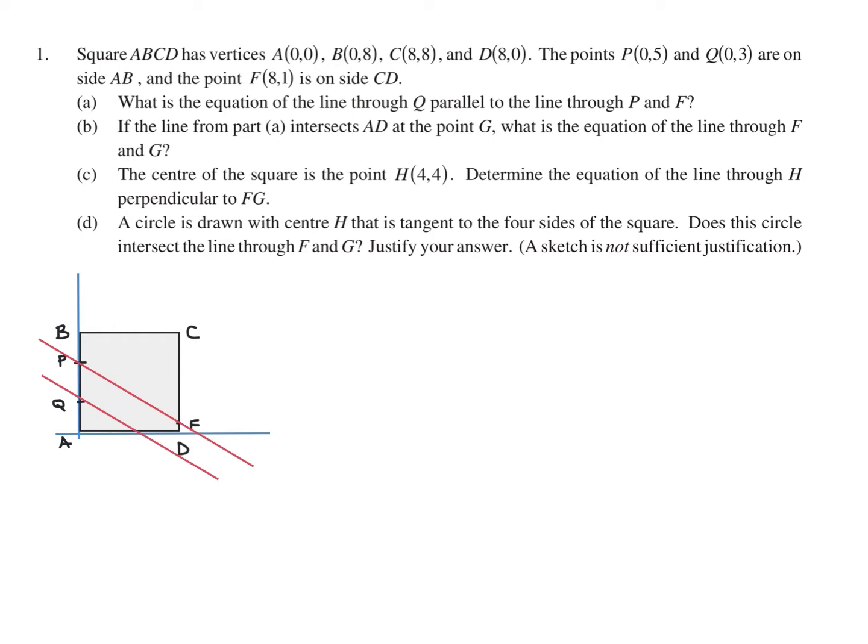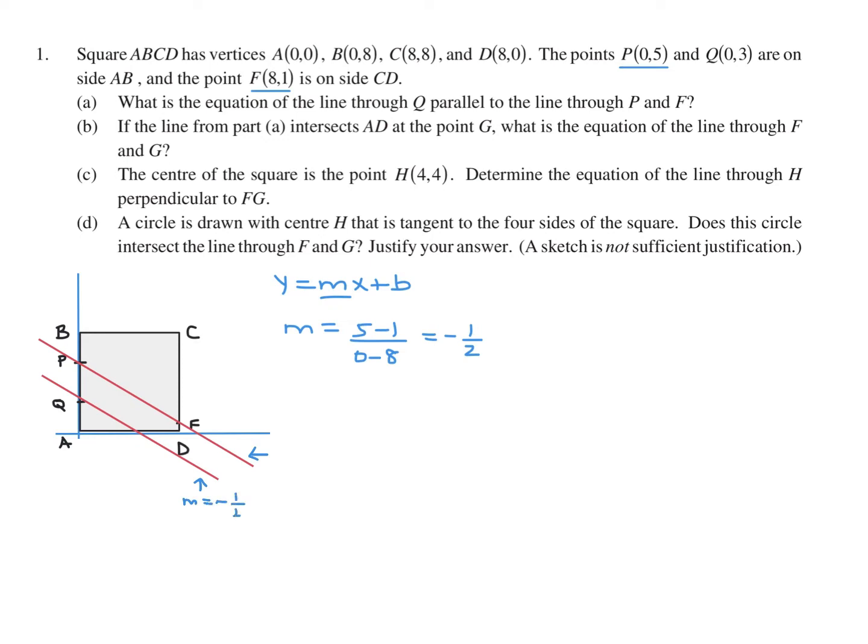The equation of this line is going to be y = mx + b, the standard form of all equations of lines. But the m is the same as the m for PF because they're parallel, so they have the same slope. First let's find the slope of PF. P is that, F is that. The m is the difference of the y values over the difference of the x values, rise over run, and that is negative 4 over 8, so negative a half.